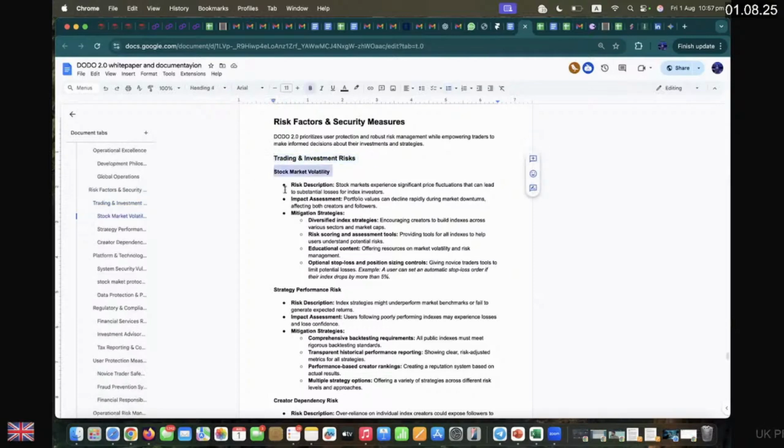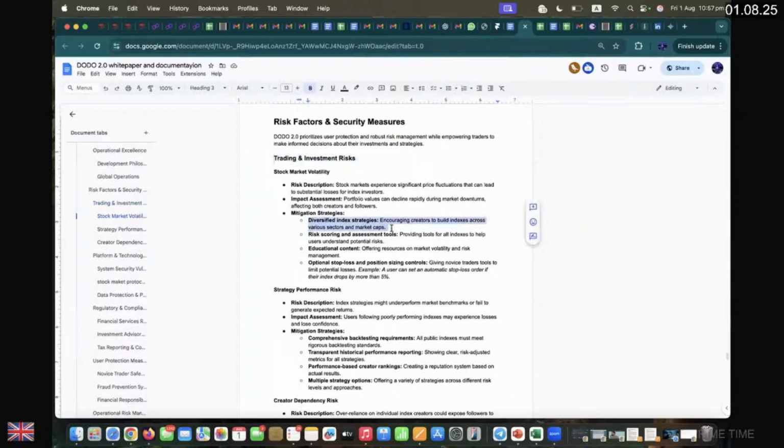Stock market volatility. Risk description. The stock market experiences significant price fluctuation that can lead to substantial loss for index investors. Impact assessment. Portfolio values can decline rapidly during market downturns, affecting both creators and followers. Mitigation strategies. We have followed some mitigation strategies also to placate the market volatility and to mitigate the risks which are involved in trading and investment.